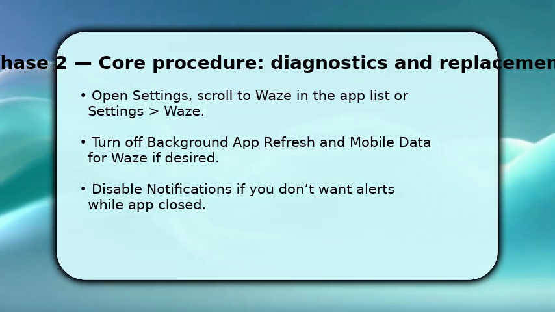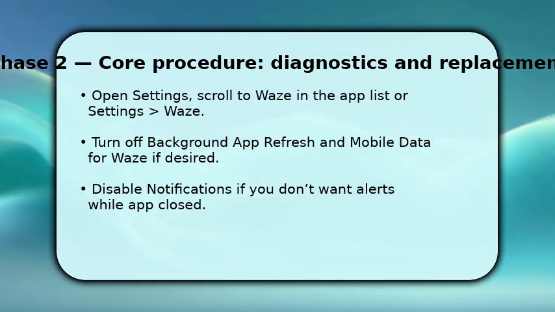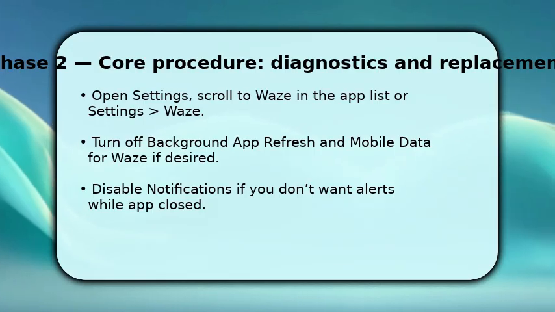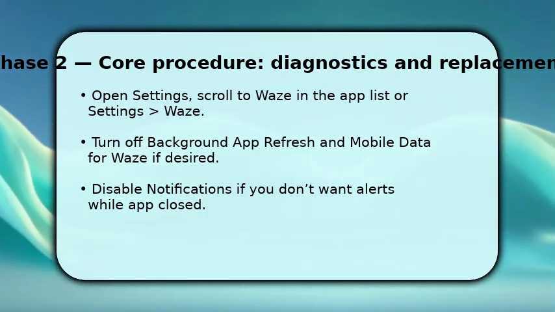Next, adjust notifications, switch them off to stop pop-ups while the app is closed. These steps prevent the app from relaunching itself and using location or data. They are important because force closing alone won't stop certain.